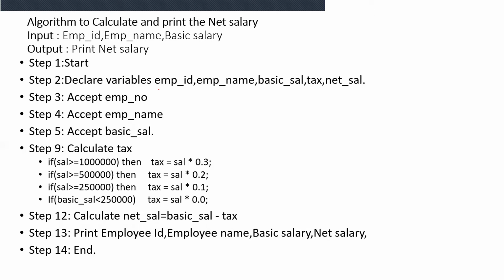First, we have to get the details of the employee. What are the details? Employee ID, employee name, basic salary, tax, and then the net salary, right? So these are the variables which we will be using because we need some input from the user, and then we are going to calculate the tax in a variable called tax, and then we are going to print the net salary. Is it clear?